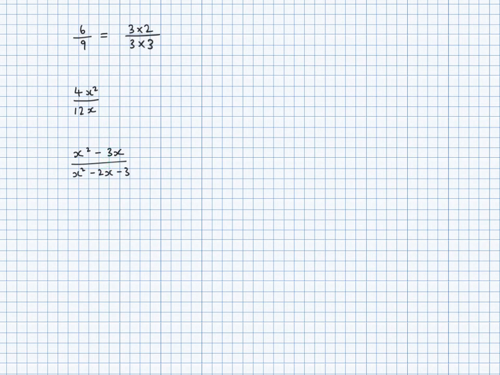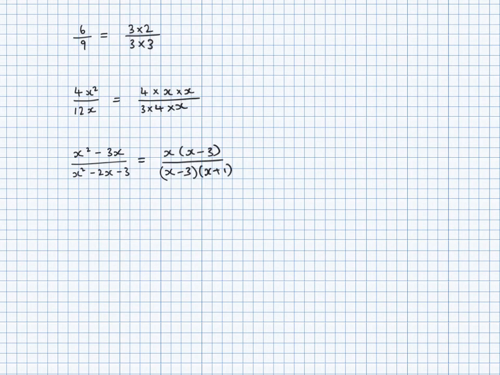So in the second fraction I've actually got my multiplication already, so I've got 4 times x, and in the denominator I have 3 times 4 times x. Now again, you can see that now this has been written as a multiplication, and I've got common factors that will simplify. I'm going to do the same here. So factorizing this would mean writing it as a multiplication. So it would be x times x take away 3 over x take away 3 times x plus 1.